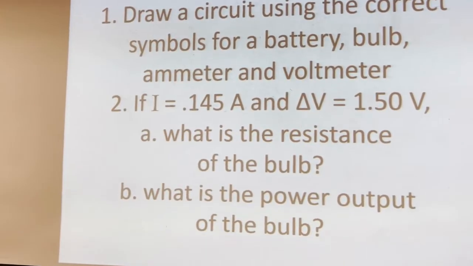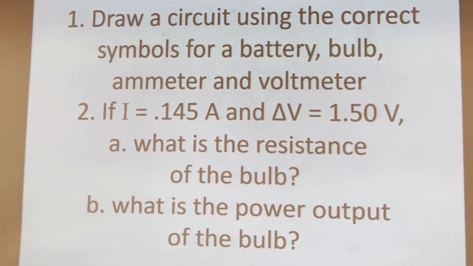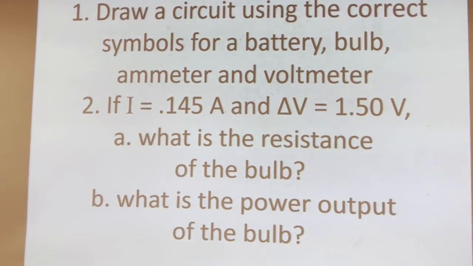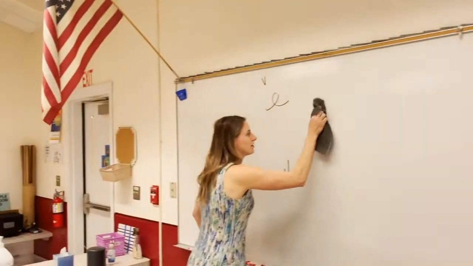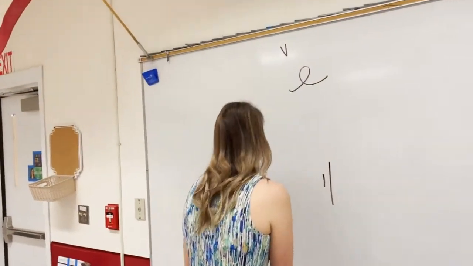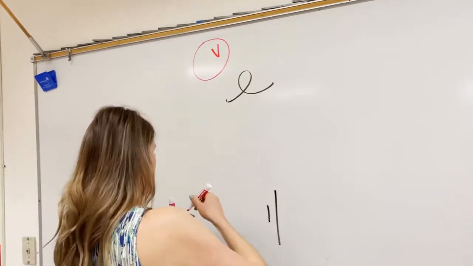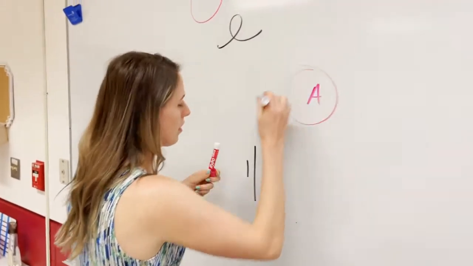Okay, battery. And then we got a bulb. And we got an ammeter. And we got a bulb. Let me use my colors here. I've got a system in place. Okay, so voltmeter. And then here's my ammeter right there.